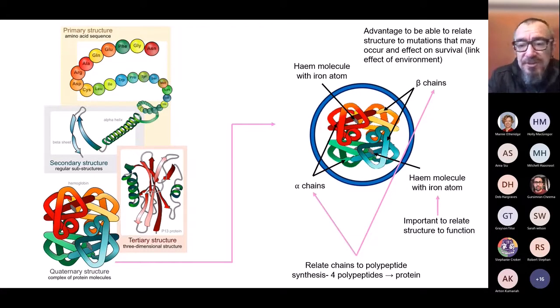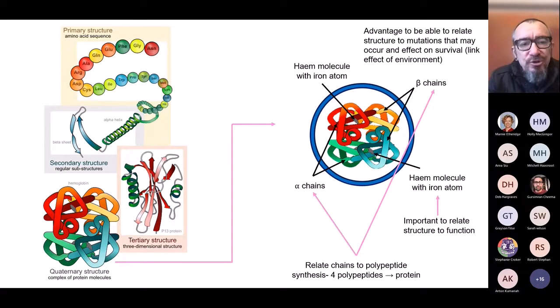The primary is just that specific sequence of amino acids. The way in which those amino acids then fold back on one another is what we refer to as the secondary structure. And then when all of those secondary structures fold back and come together to form that overarching structure, it's referred to as the tertiary structure. Now, not all proteins have a quaternary structure.